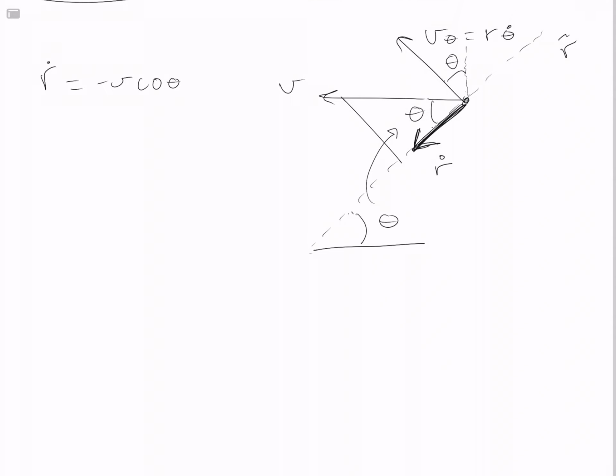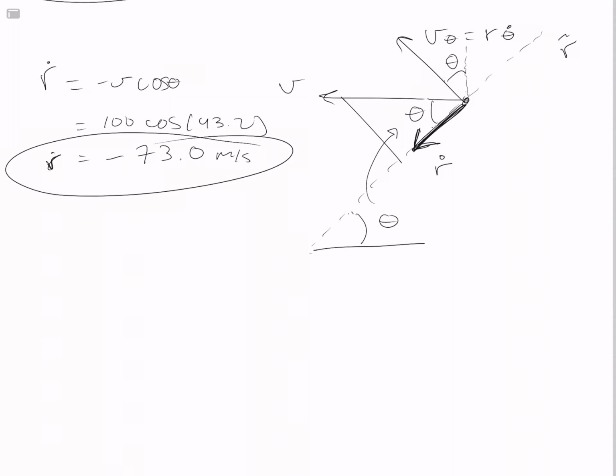Let's do r dot first. r dot is equal to negative v cosine theta, and that equals 100 cosine of 43.2. When you simplify that, you get 73.0 meters per second. And that is the value directly for r dot.